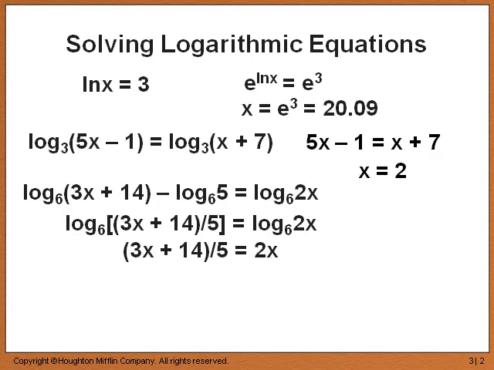And so since the logs have the same base, we can just write it as 3x plus 14 divided by 5 equals 2x. And then, of course, we multiply both sides by 5, and we have 3x plus 14 equals 10x. And then when we just do our rearrangement of terms, we end up with x equals 2.